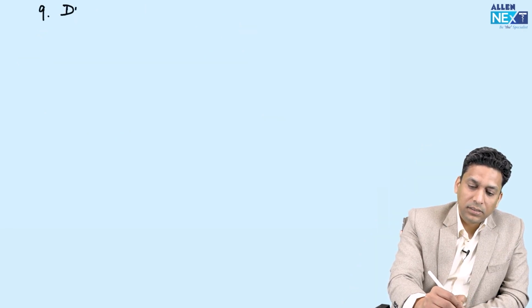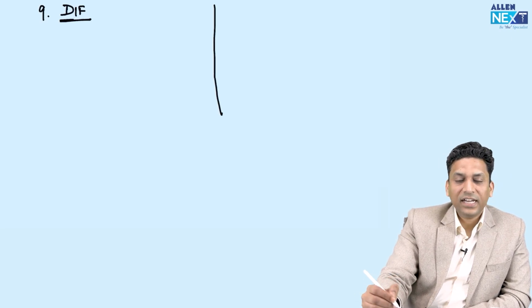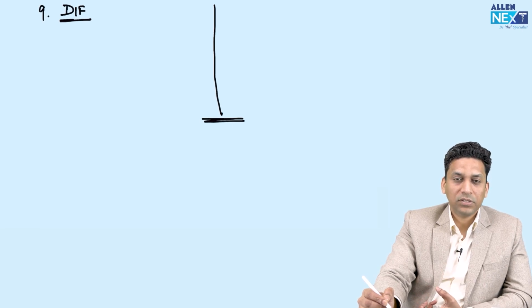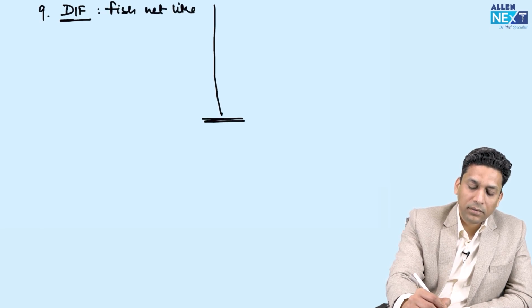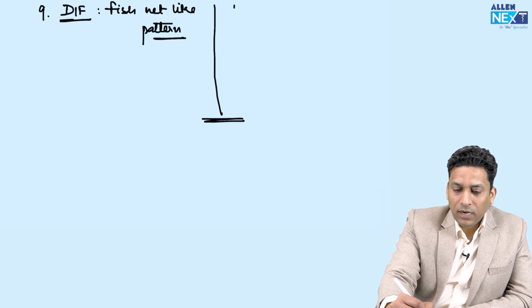Ninth is DIF. So I already told you that direct immunofluorescence is the investigation of choice for immunologically mediated blistering disorders like pemphigus and pemphigoid. And if you do DIF here, you will get which pattern? Fishnet-like pattern. So fishnet-like pattern is seen, while here a linear pattern is seen.